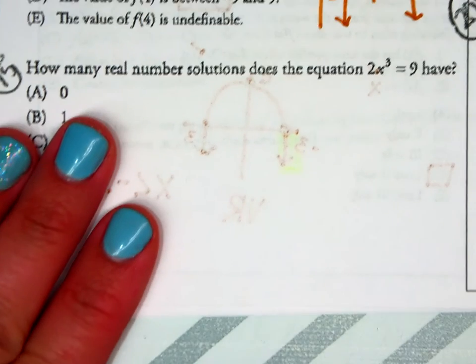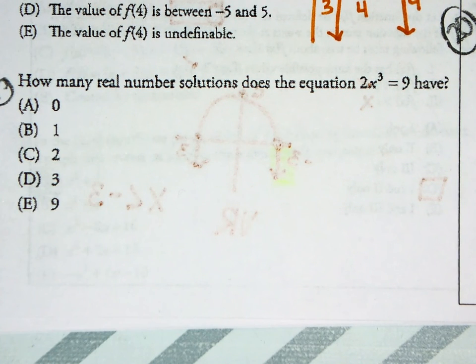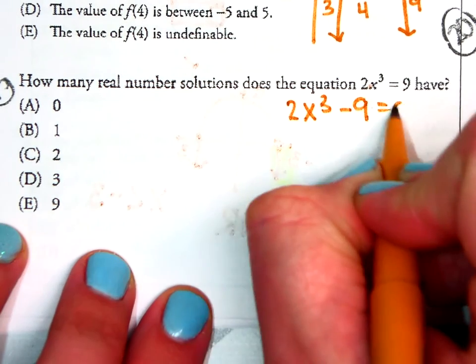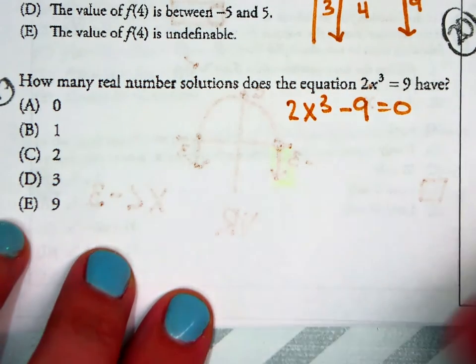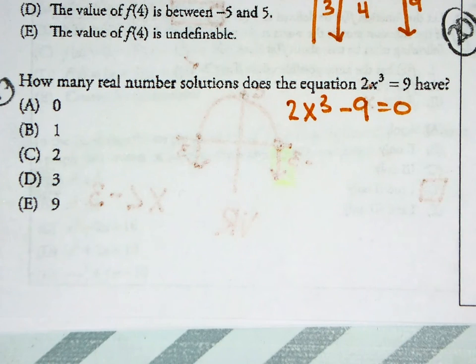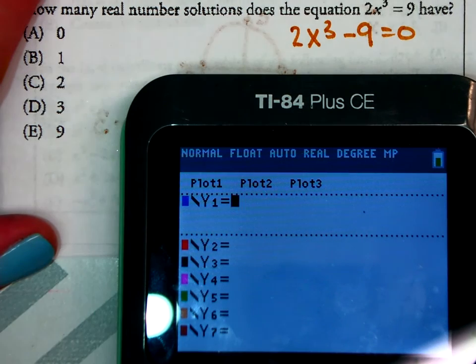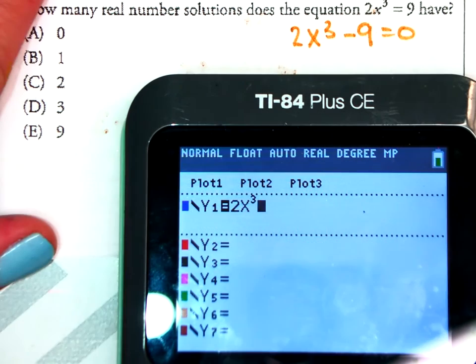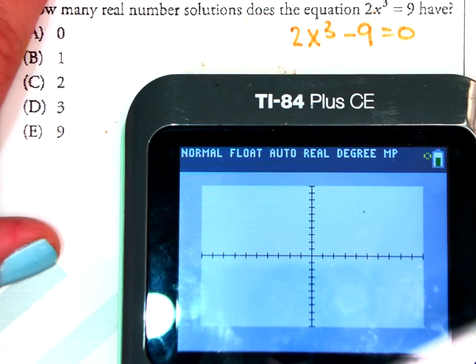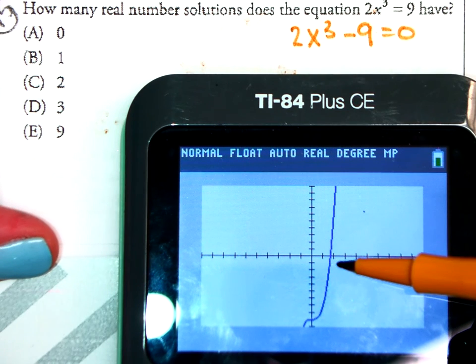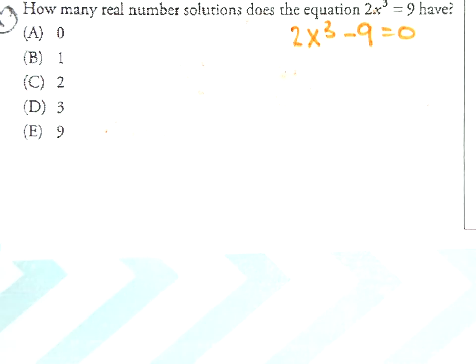How many real solutions does 2x cubed equals 9 have? What I would do is graph it. So 2x cubed minus 9 equals 0. Whenever you're trying to graph, I would set it equal to 0 first. Then you can properly graph. So I'm going to go ahead and move that up, and I'm going to enter 2x to the third minus 9. When you graph, you will be able to see how many real solutions it has. Notice how it crosses the x-axis at one point. So this has one real solution.